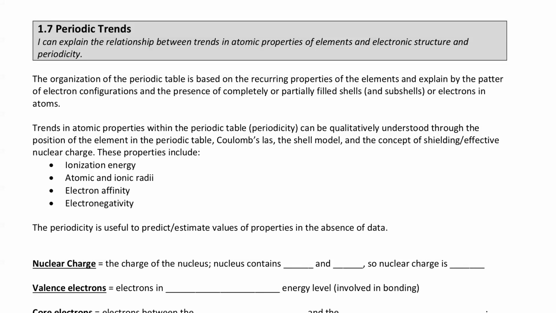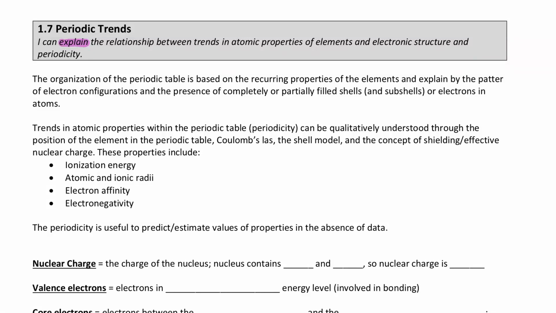Learning objective 1.7. I can explain the relationship between trends and atomic properties of elements and electronic structure and periodicity. Okay, what's the key word there? Explain. This is not memorize and regurgitate. This is explain. Okay, the key word is explain. And Coulombic attraction or Coulombic force is our key to being able to explain.